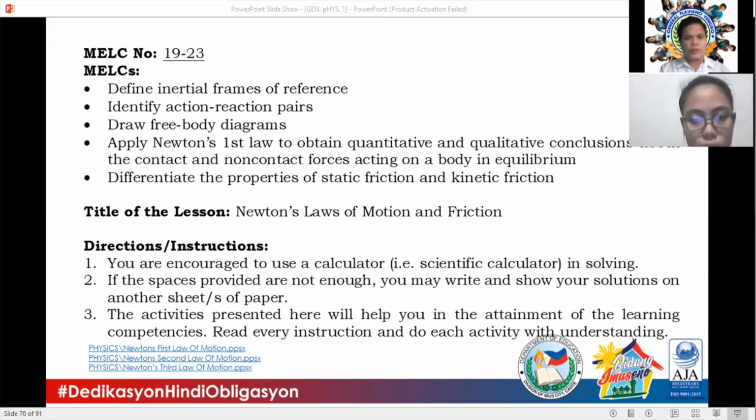Actually, ito. So, our most essential learning competencies for this lesson, Newton's laws of motion and friction, is to define inertial frame of reference, identify action-reaction pairs, draw free body diagrams, and apply the first law of motion by Isaac Newton to obtain quantitative and qualitative conclusions about the contact and non-contact forces acting on a body in equilibrium, and then differentiate the properties of static friction and kinetic friction.